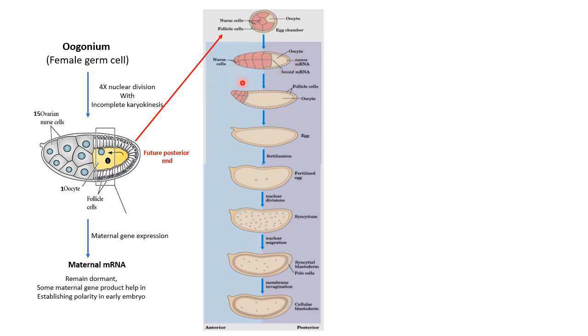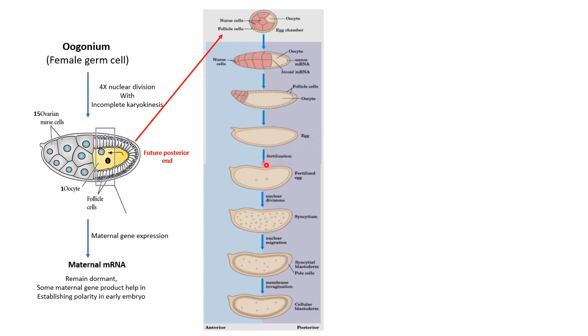After the egg chamber forms, maternal genes are expressed and polarity starts to be established. But this will be discussed in more elaborated form in the next coming slides. So now we come to this stage where the egg is formed and fertilization occurs.